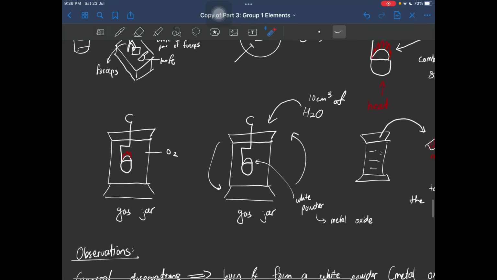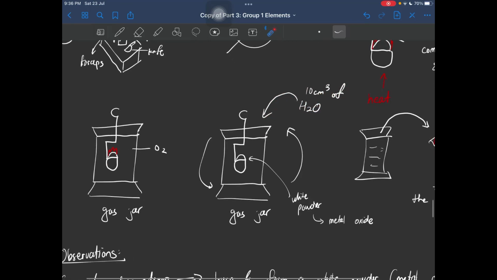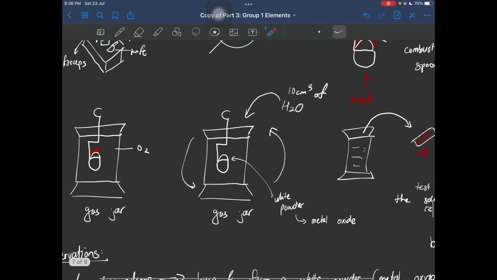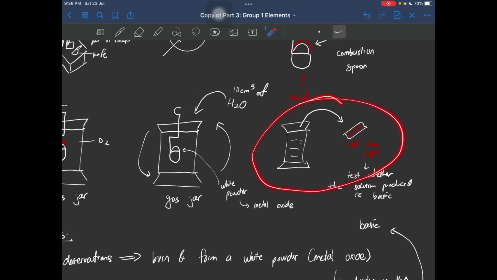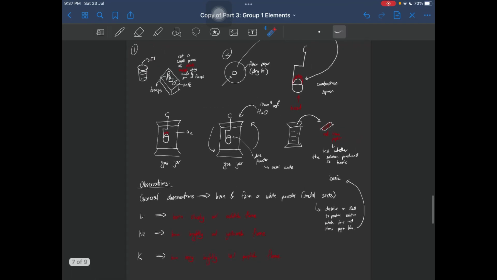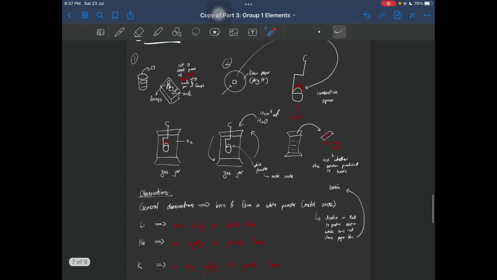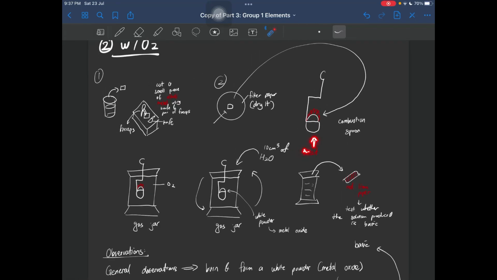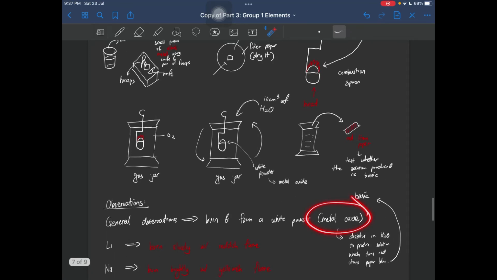And then once the reaction is complete, add 10 centimeter cube of water, right? And then dissolve the product, shake the jar, and then test the solution using a red litmus paper. And of course, we have to look at the observations. So generally, when we heat the combustion spoon, all of the alkali metals, whether it's lithium, sodium, or potassium, will burn, and it will form a white powder, and this white powder is metal oxide.